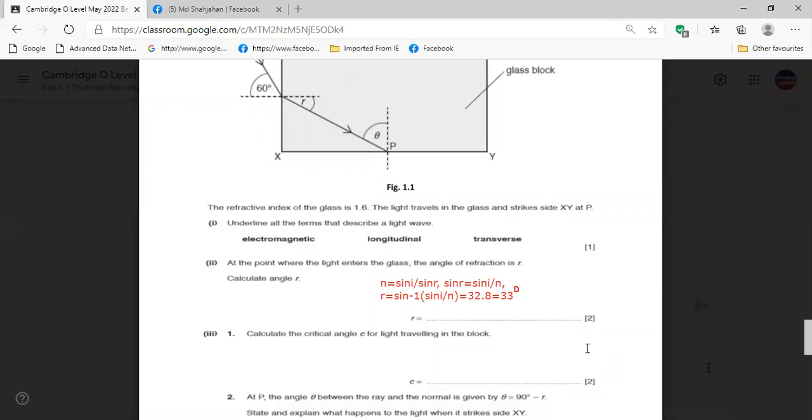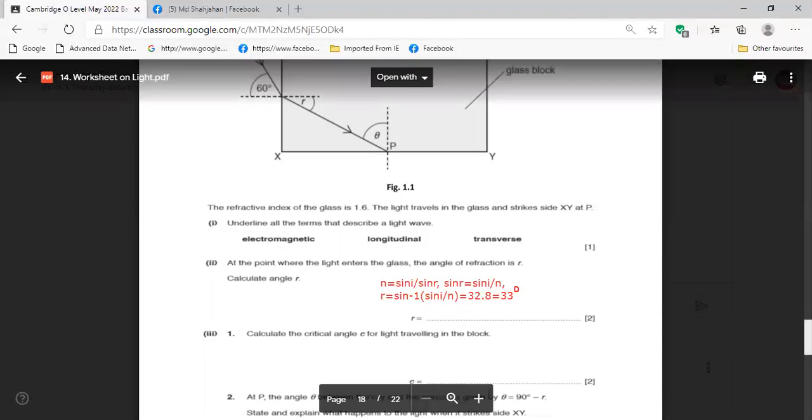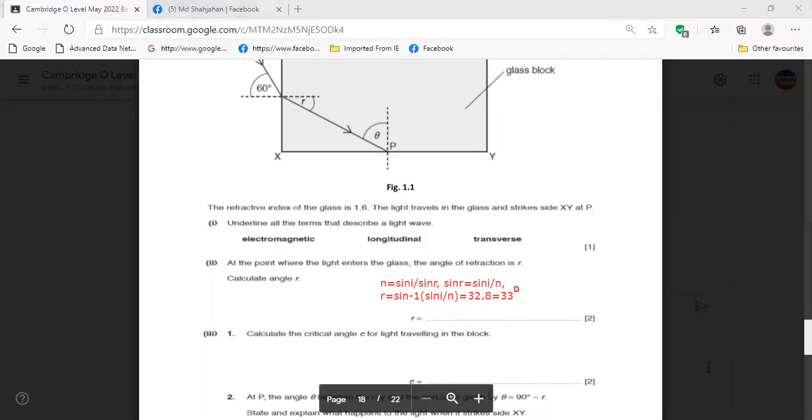Monica, can you read? Calculate the critical angle C for light traveling in the block. I use the formula n is equal to 1 by sine C. Yes, so you use the formula, then what critical angle did you get? 39 degree. How did you get that? C is equal to sine inverse, and then in bracket 1 by 1.6.